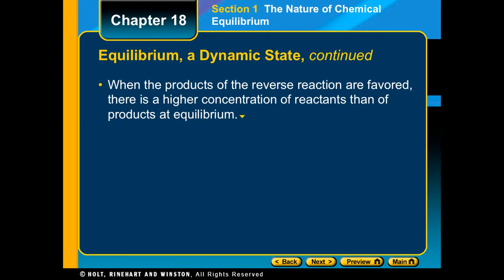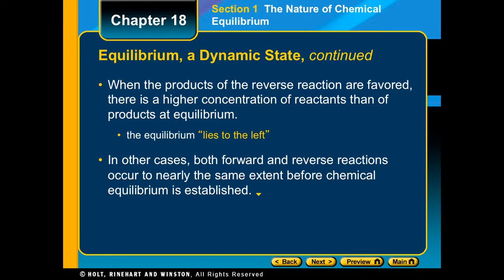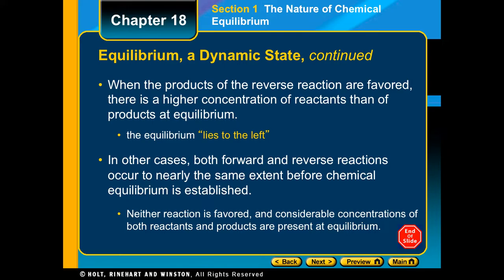When the products of the reverse reaction are favored, there is a higher concentration of reactants than of products at equilibrium. That's when we say the equilibrium lies to the left. In other cases, both forward and reverse reactions occur to nearly the same extent before chemical equilibrium is established. Neither reaction is favored, and considerable concentrations of both reactants and products are present at equilibrium.